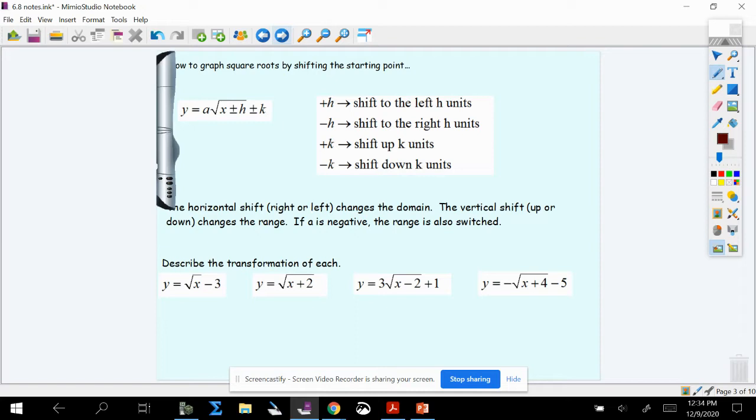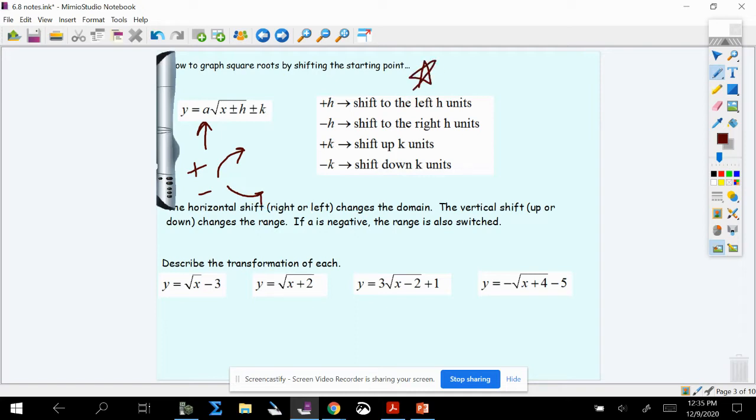The number in front of the square root, if it's positive, it'll arc upwards. If it's negative, it will arc downwards. The actual number itself isn't going to change much. It'll make it a little steeper, but it's nothing that I'm going to ask about. Under the square root is going to be how we determine if it shifts to the right or if it shifts to the left. And here's a little grid here.